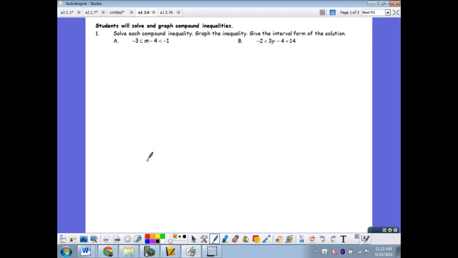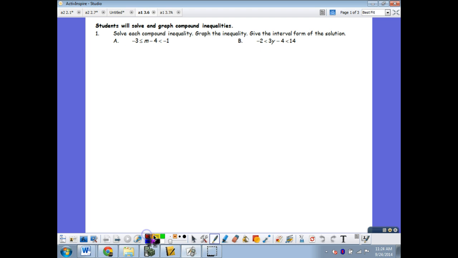Okay, so today we're going to solve compound inequalities. And compound inequalities are a lot like compound words. Compound words are when you combine two separate words into one word. Compound inequalities are the same thing. We're going to combine two inequalities, we're going to solve two inequalities at once. And we're just combining two inequalities into one.